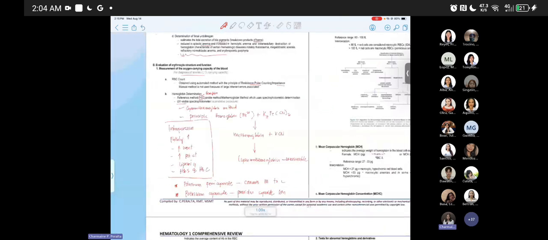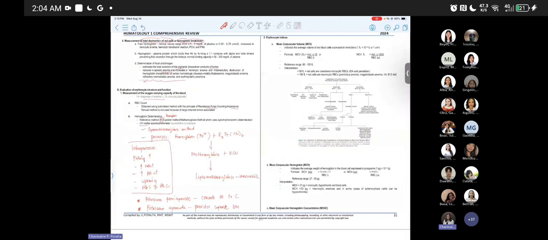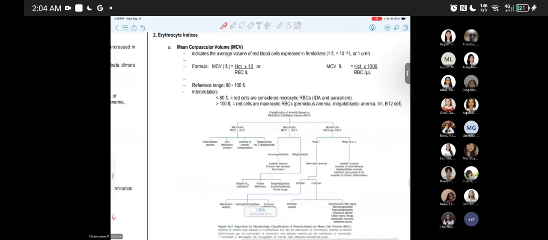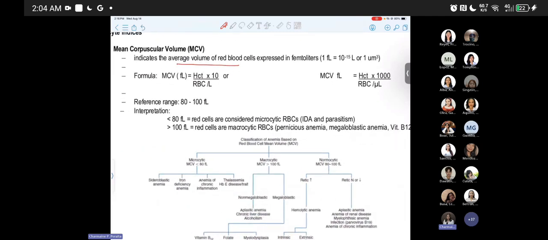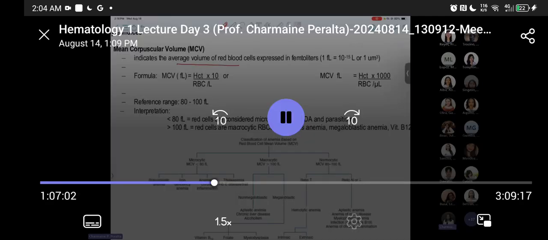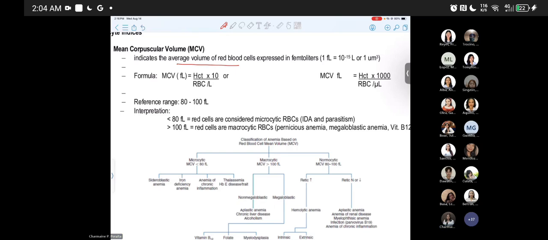Okay, next. Next, we have the indices. So sa indices, we have 3: MCV, MCH, and MCHC. Si MCV, average volume of red blood cell, expressed in femtoliters. So ito yung formula ng MCV. Hematocrit times 10 divided by RBC per liter.